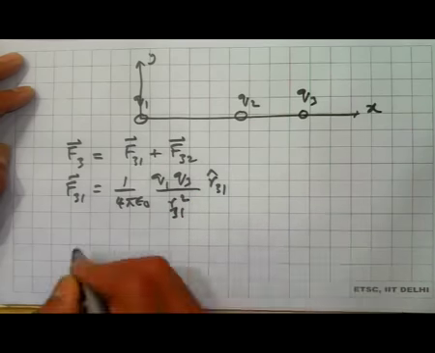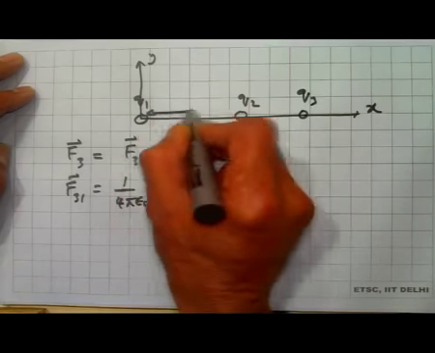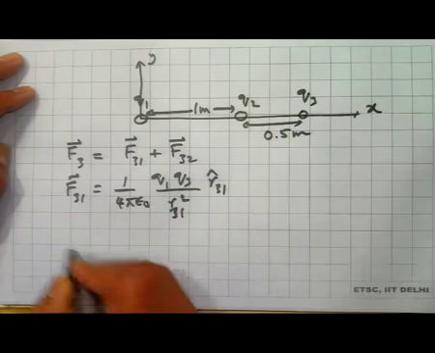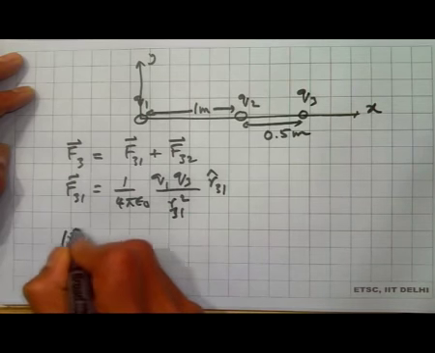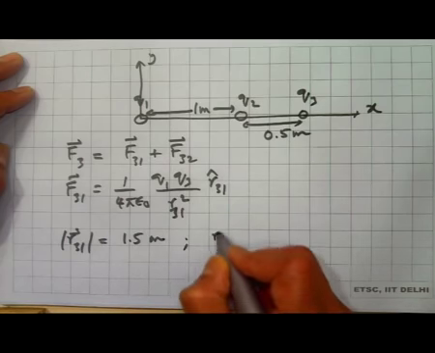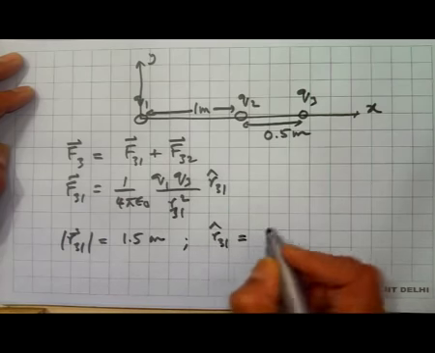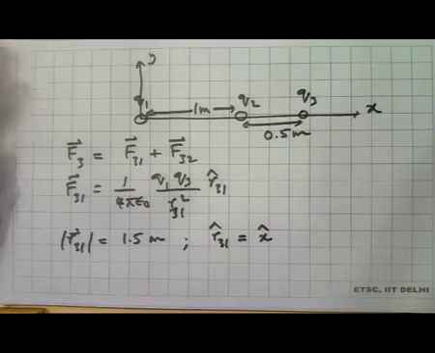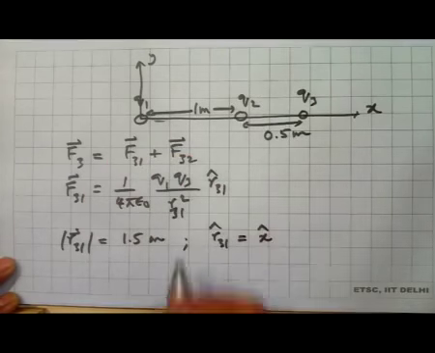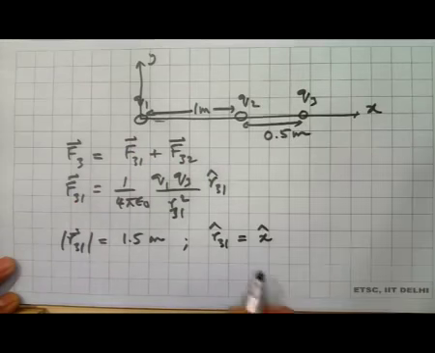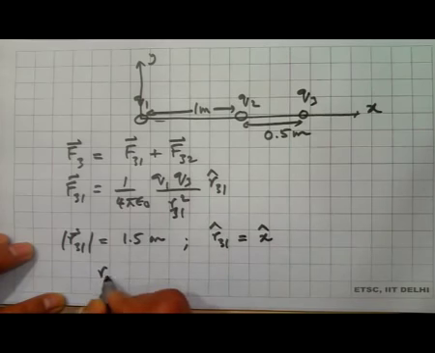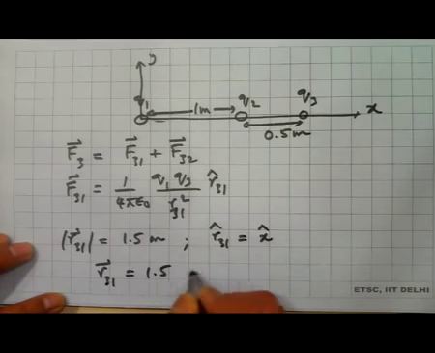Now, what is r31? The distances given to me are 1 meter and 0.5 meters. So, r31 magnitude is equal to 1.5 meters, and the r31 unit vector is nothing but the unit vector along the x direction, because this line is along the x direction and the line joining Q1 to Q3 is along the x axis. So, r31 vector is 1.5 x cap.